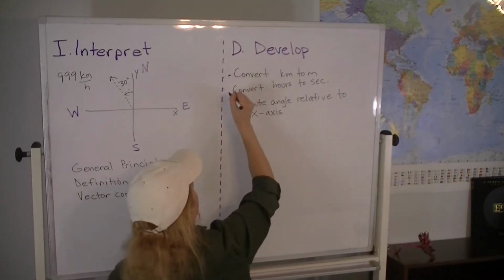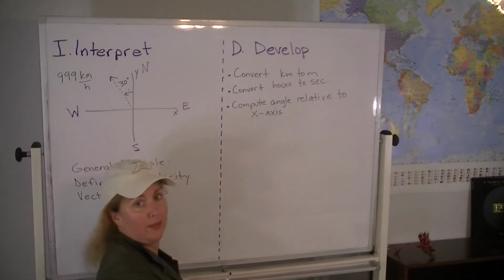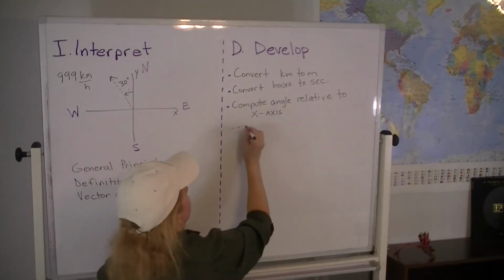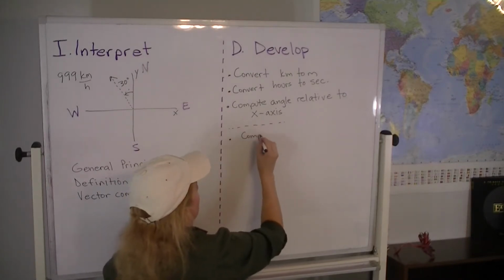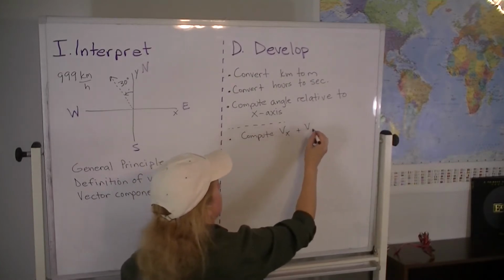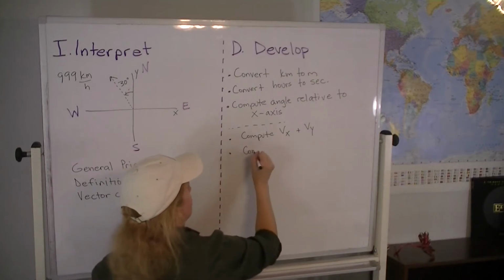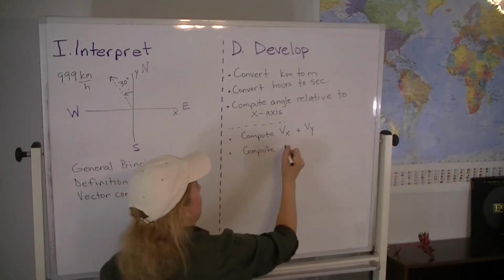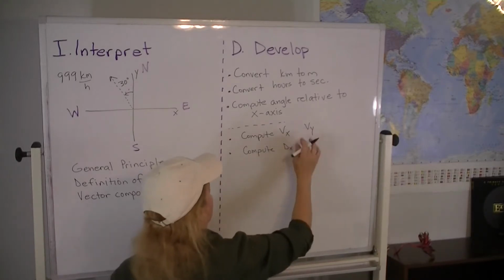All right, so we've got those three steps. Anything else we need to do? Well, yeah, then we need to actually work the problem, right? So then we're going to compute the x and y components of velocity. And then we're going to compute the x and y components of displacement. I probably should put a comma there.